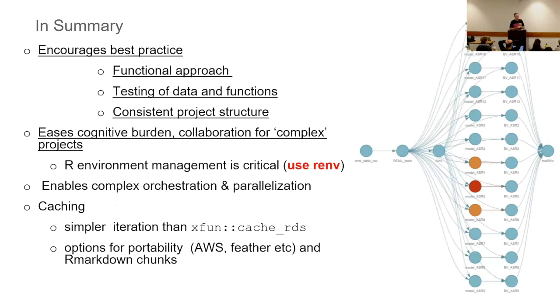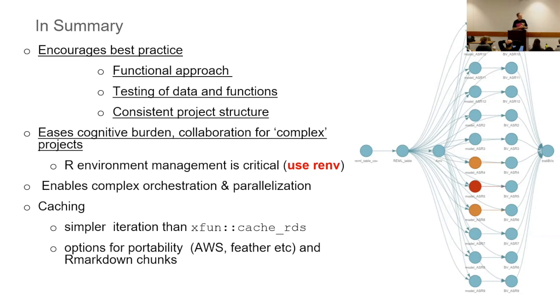So in summary, I think one of the best things in my experience about targets is it really encourages good practice. So writing functions, writing tested functions, putting helper functions into R packages, consistent project structure, and really a functional approach. R is a functional language after all. A really important one is easing the cognitive burden. I think the complexity of the type of work we do can really blow out.